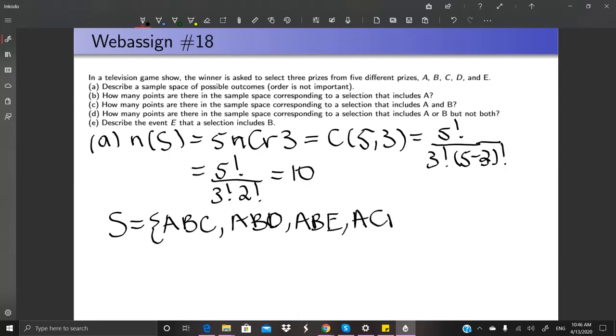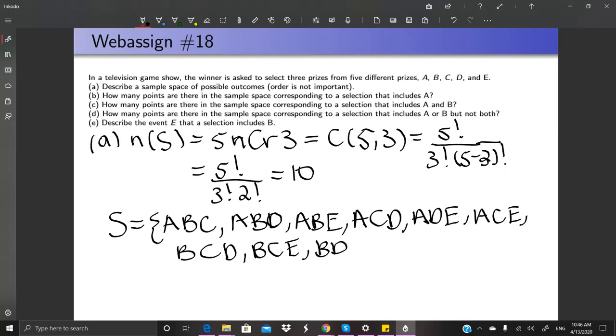A, C, D. A, D, E. A, C, E. B, C, D. B, C, E. B, D, E. And C, D, E. So these will be all of the options.